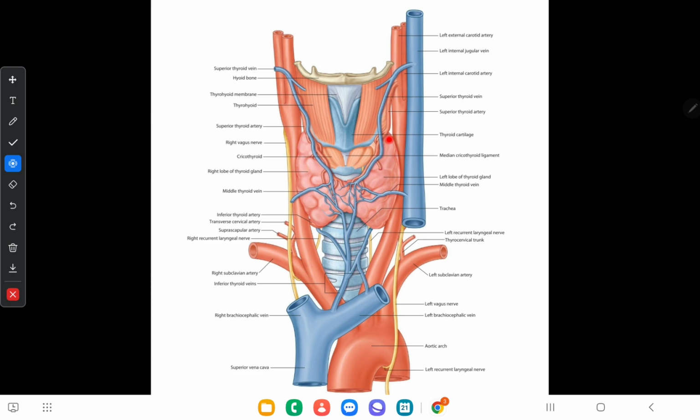Then the posterior border is related to the parathyroid glands and the anastomosis between the superior and inferior thyroid arteries. Then we will talk about the relations of the isthmus.